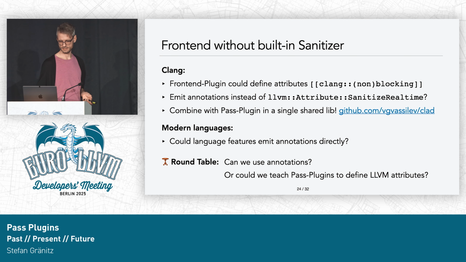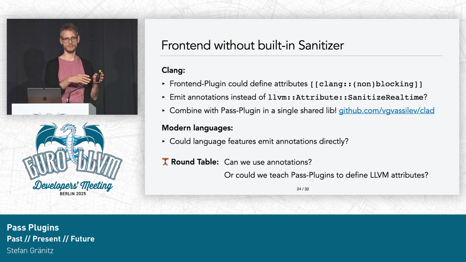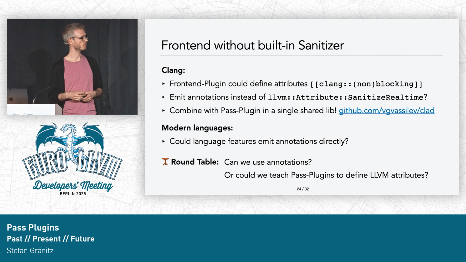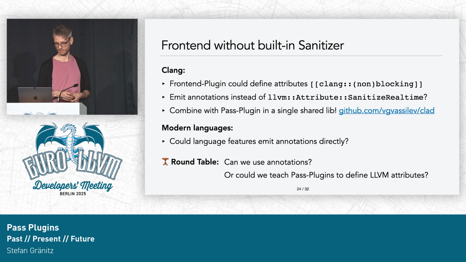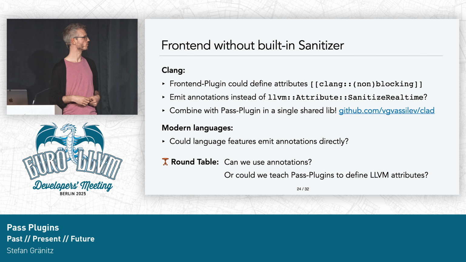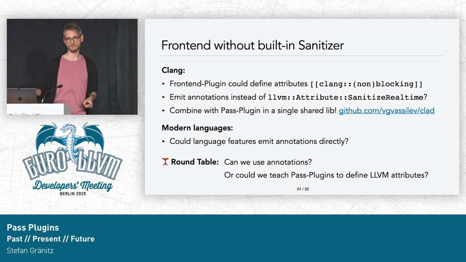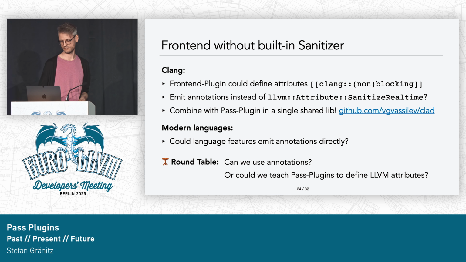And if that is the case, then we could combine our pass plugin with a front-end plugin in one shared library and just ship that. This is what, for example, Clad does, the autodiff plugin that works on the Clang AST. And in modern languages, I think, if we have language constructs that define what we do in Clang with attributes, then they could probably emit annotation attributes as well. Or at least we could give them an interface to do that.